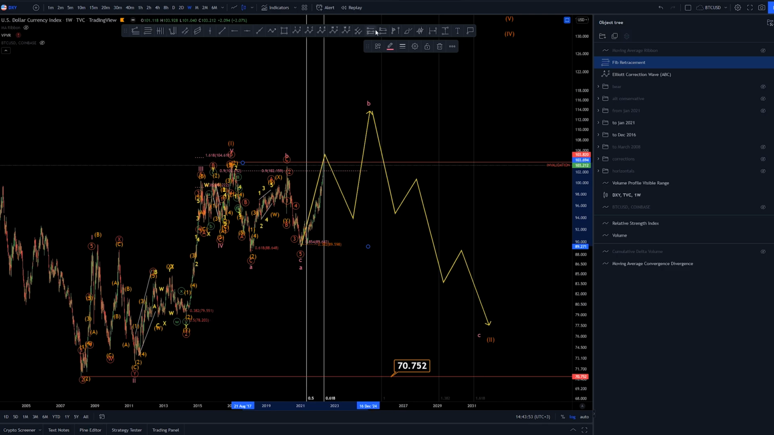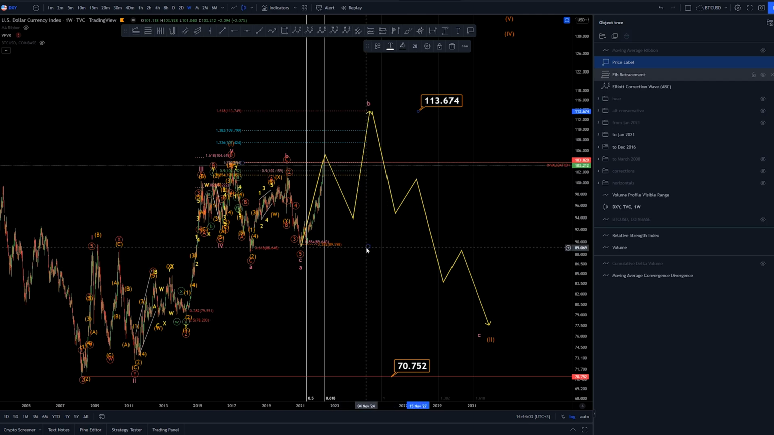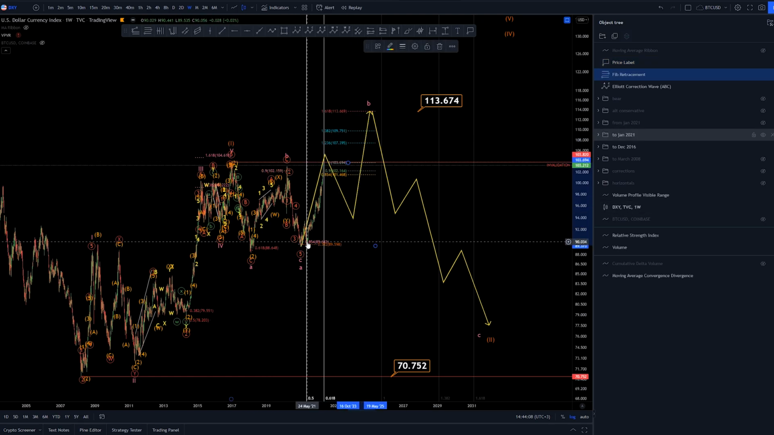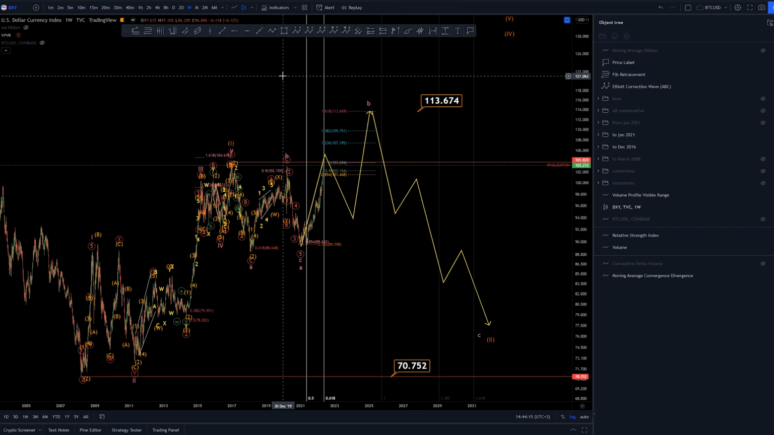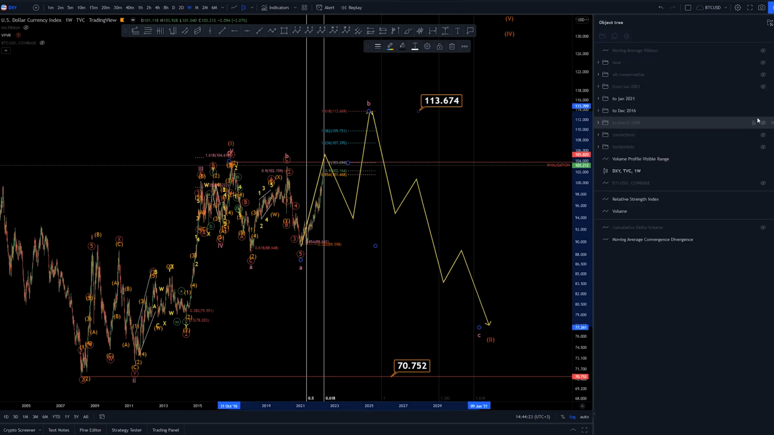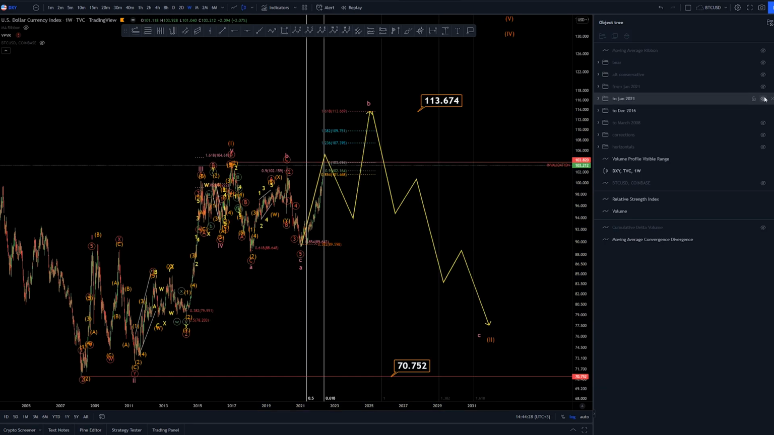Just by looking at this, let's see how far we could go. All the way up to $113 the B wave could go to. If it goes above that, then I would be assuming that actually this is done here at around February or January 2021. Yeah, I think that's all for that one. Let's move these guys back here and get into some structure.